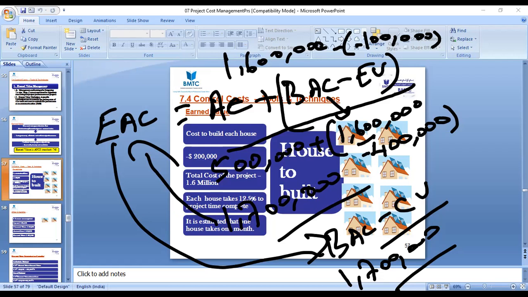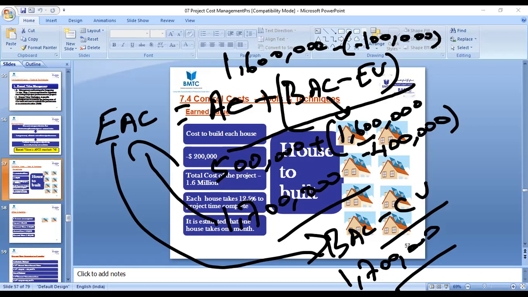Now you brought 1.7. What is that 1.7? That is your estimated completion, right or not? So what is your original budget? You plan for 8 houses, 1.6 million. One house, 200,000 is your budget, and budgeted completion is 1.6 million. The money which you plan to spend for each and every house is 200,000. The total budget for the project will be 1.6 million. But right now, in the third month, you're not able to complete the third house. There is a variance. So variance is what? Minus 100,000, right?